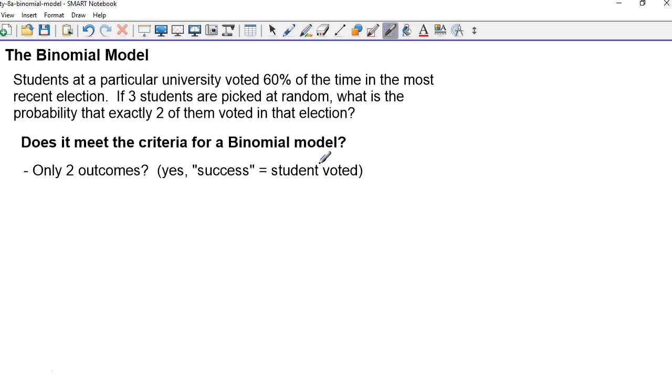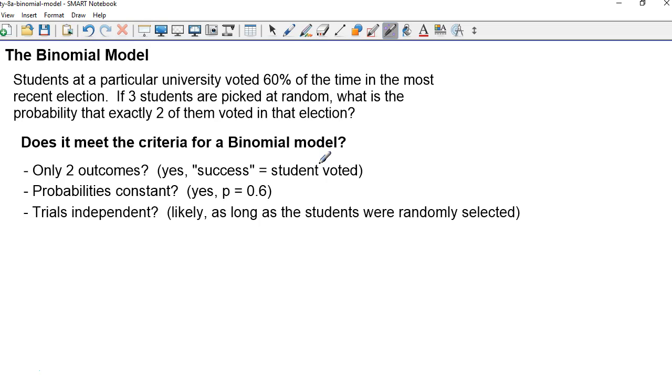Okay, so let me just solve the problem over again, this time without doing the diagram, just to show you how we could immediately use the model. We can say, okay, students at a particular university vote 60% of the time. If 3 students are picked at random, what's the probability exactly 2 voted in the election? So we could ask, does it meet the criteria for being a binomial model? Are there only 2 outcomes? Yes. Success is that a student voted. Are the probabilities constant? Yes. The probability of voting is always 0.6.